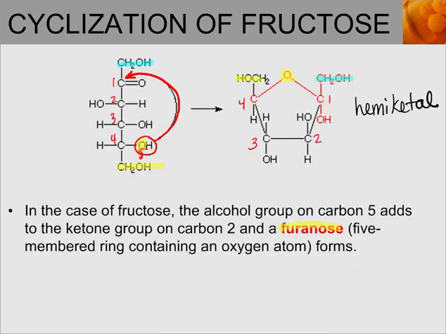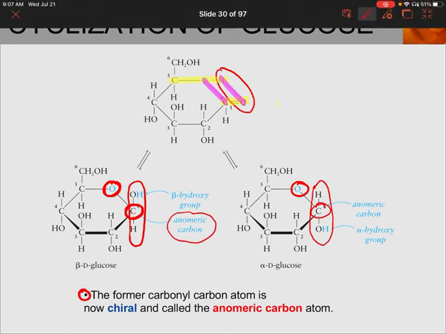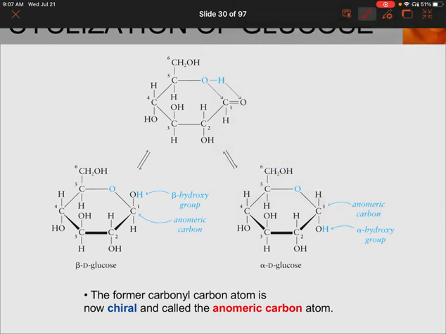So let's go back and look at glucose again. So let me just clear the pen markings here. So we saw that we could either have a ring where the OH group is pointing up or pointing down on the anomeric carbon. So again, if it's pointing up, we call that the beta anomer. If it's pointing down, we call that the alpha anomer.